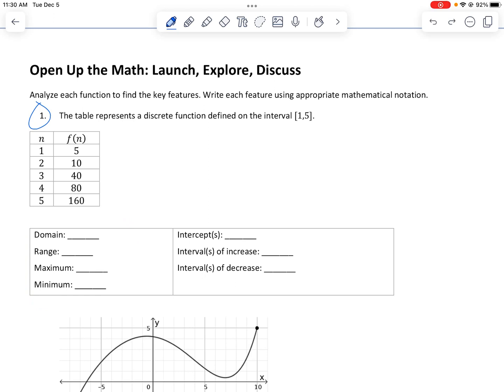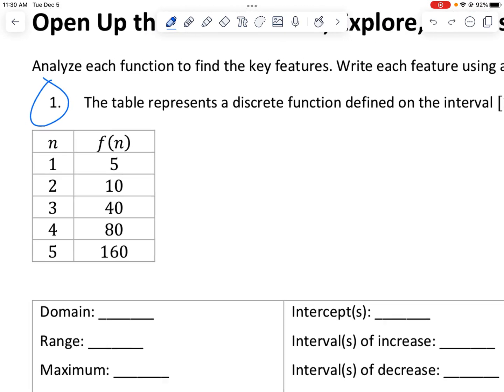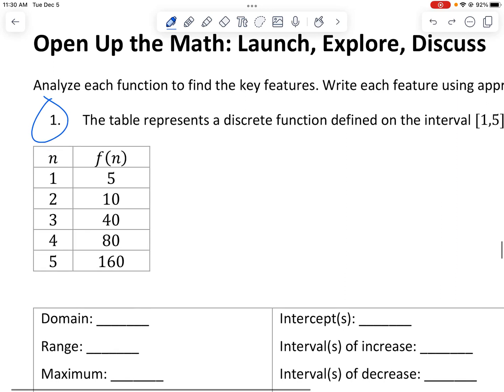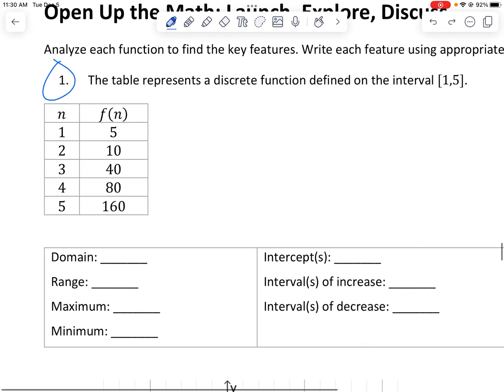And so we're going to just look at a couple of these to help you get started on it. This first one here, you should read the words. It does matter. The table represents a discrete function defined on the interval from 1 to 5. It's discrete. That means it's the individual points, not a continuous one like the other ones in our first example there. So I'm looking at this. It goes 5 and then 10 and 40 and 80 and 160. Looks like here it doubled and here it times by 4 and here it times by 2 and here it times by 2. So this one's not strictly linear or exponential, but it is increasing here.